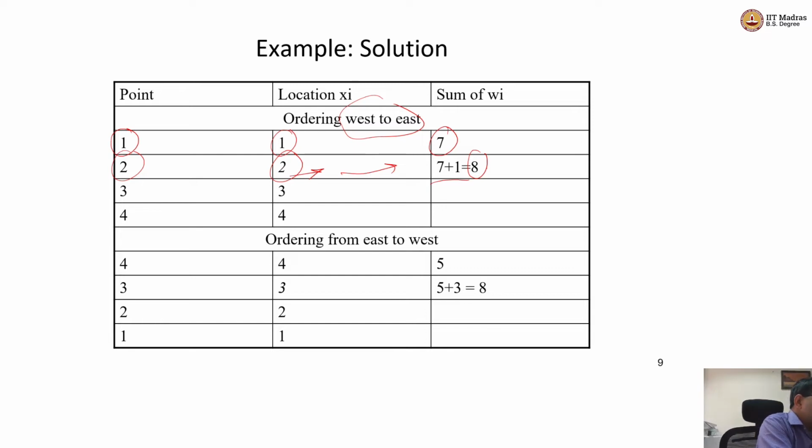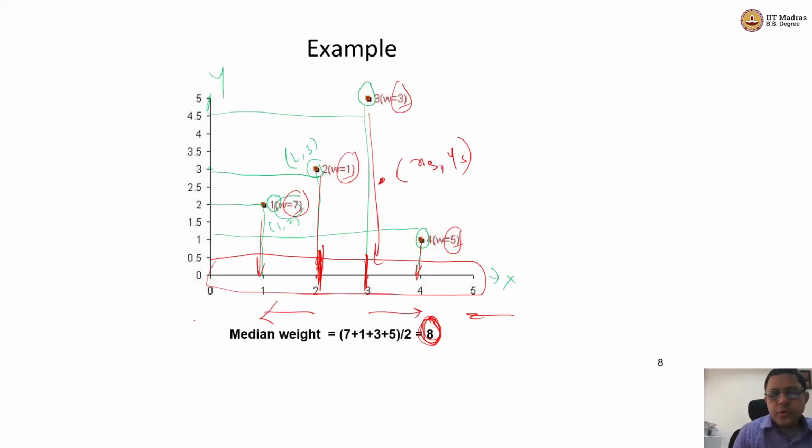Now going from east to west, which is from right to left. Demand location 4, the coordinate is 4. Demand location 3, the coordinate is 3. But here, by the time I hit 3, my median is reached. So if you go from west to east, the optimal location is 2. If you go from east to west, the optimal location is 3. So there are 2 ideal locations.